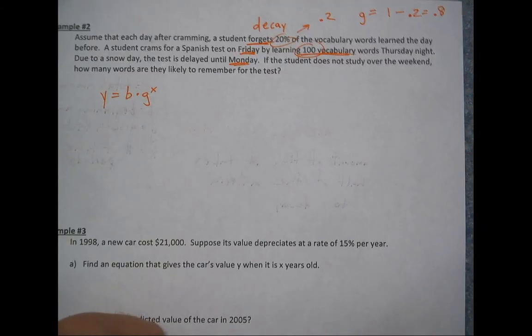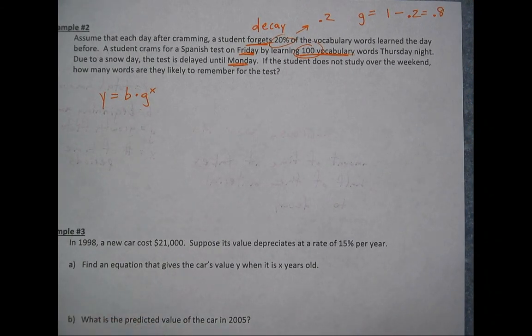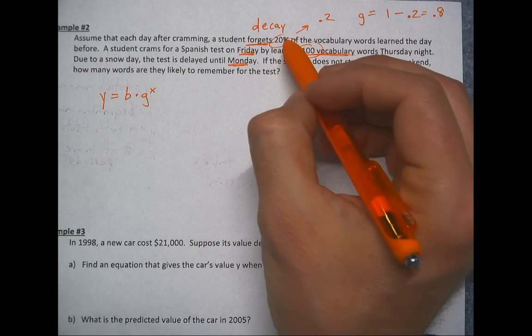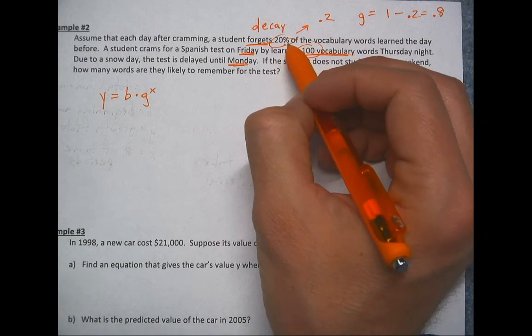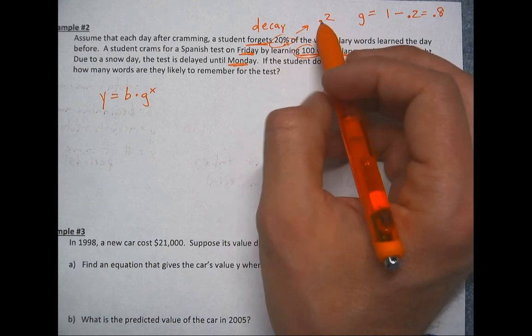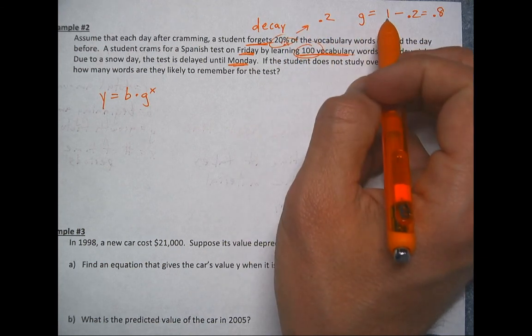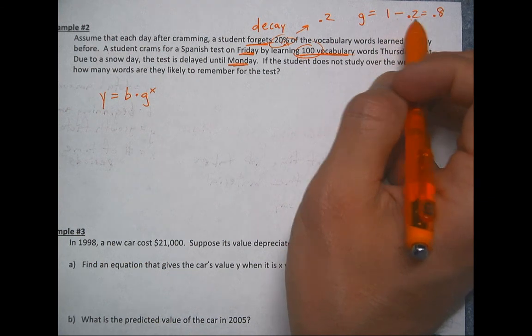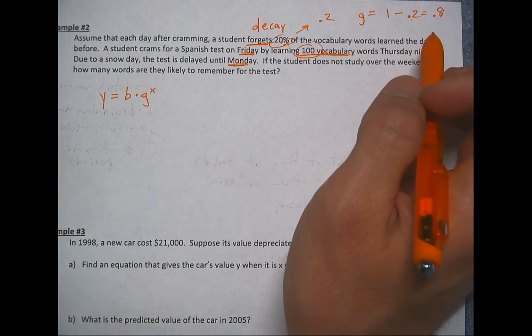that means g is going to have to equal 80%. Let me go through that again. You're losing 20% every single day. So it doesn't go down to 20%. You're losing 20%. Whatever you start with is your 100% or 1. And when you lose 20%, you're now at 80% of what you used to be.